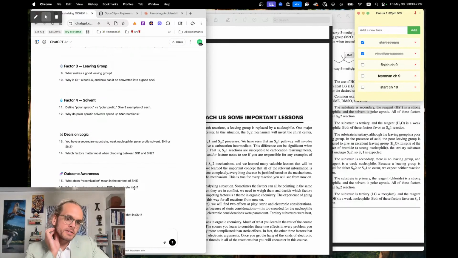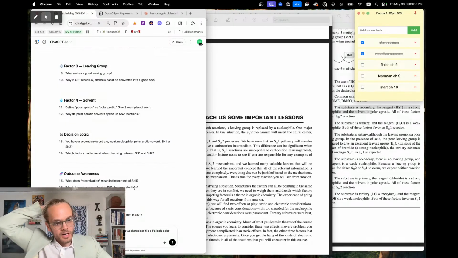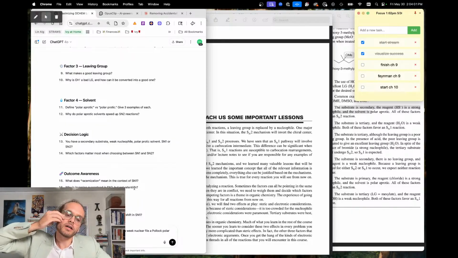If you have a secondary substrate, a weak nucleophile, a polar protic solvent, I think you would have SN1, because even though the secondary substrate favors SN2, the weak nucleophile and polar protic solvent favor SN1.